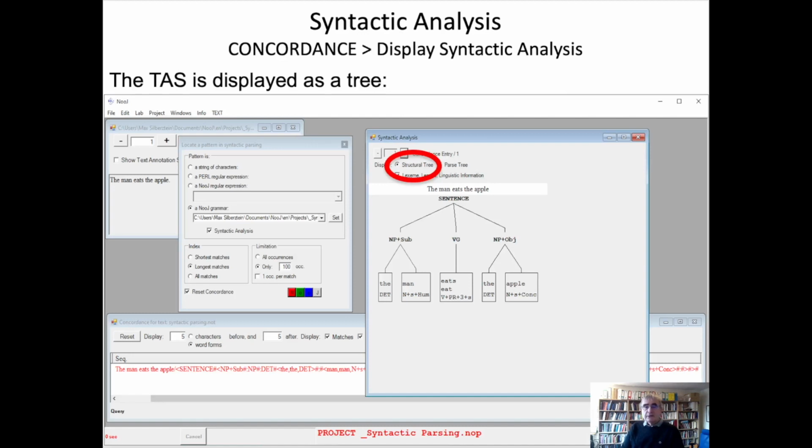So here is a structural tree, and as you see, these are annotations that were inside the grammar. NP plus sub, VG, and NP plus obj are structural annotations.